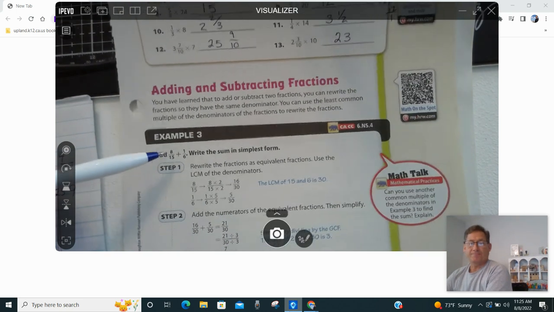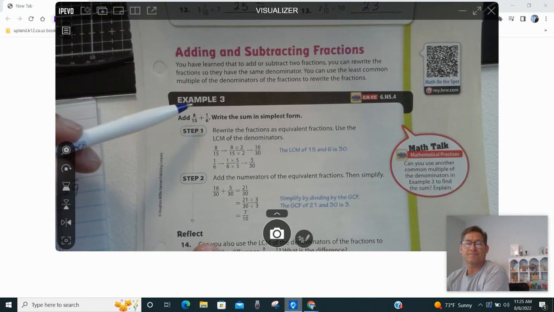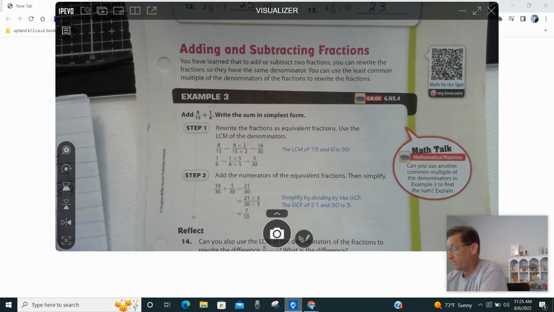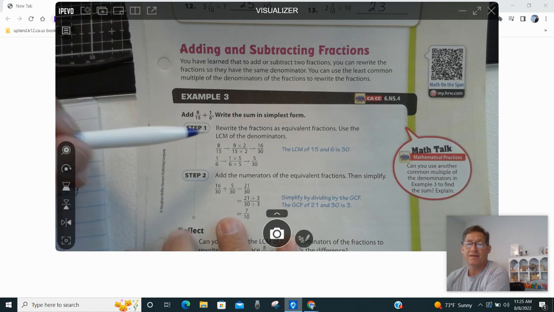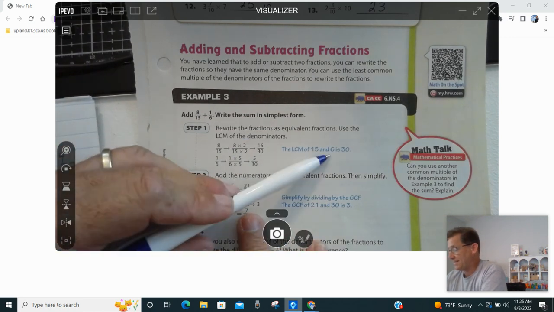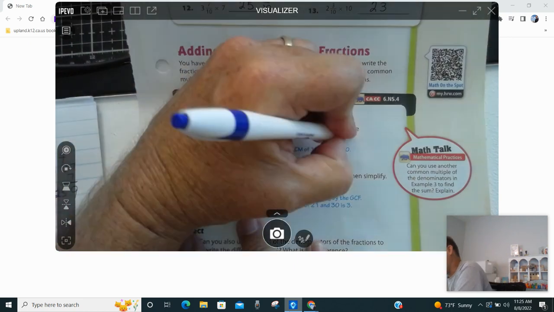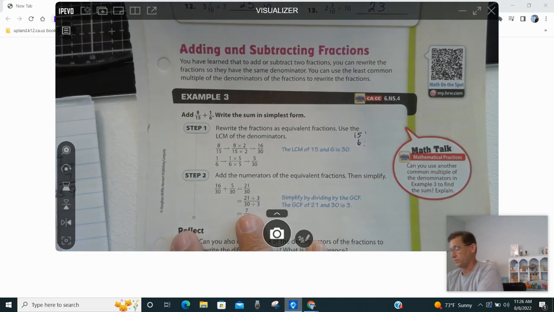So example 3. For instance, if we want to add 8/15 plus 1/6, we're going to rewrite the fractions as equivalent fractions, and we're going to use the least common multiple of the denominators. The least common multiple of 15 and 6 is 30. You'll remember that to find the least common multiple, we're just going to list the multiples of the numbers.